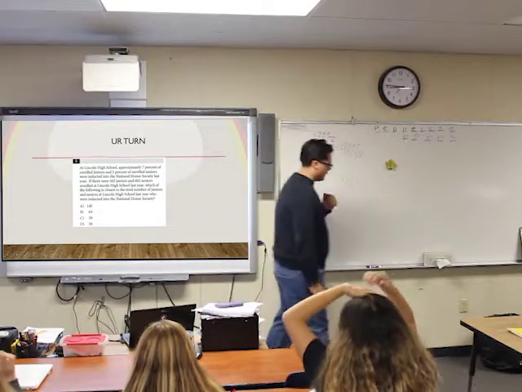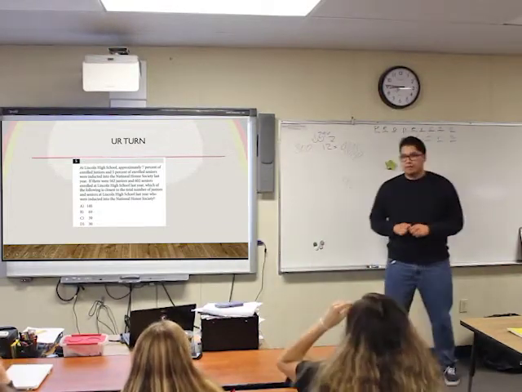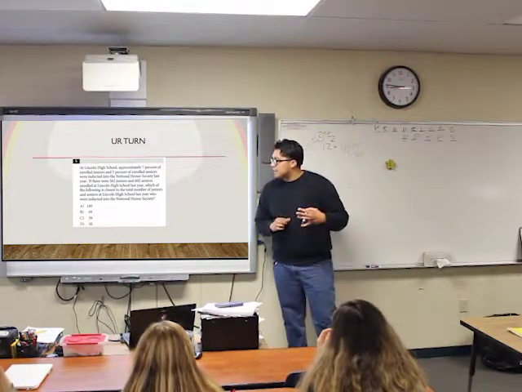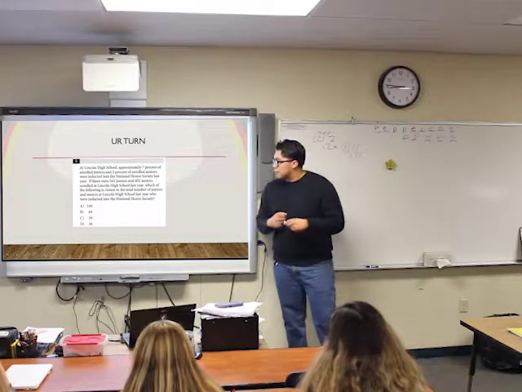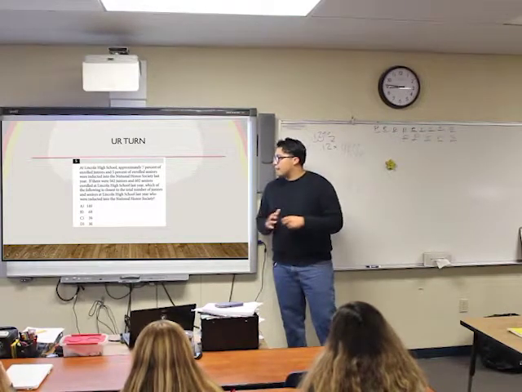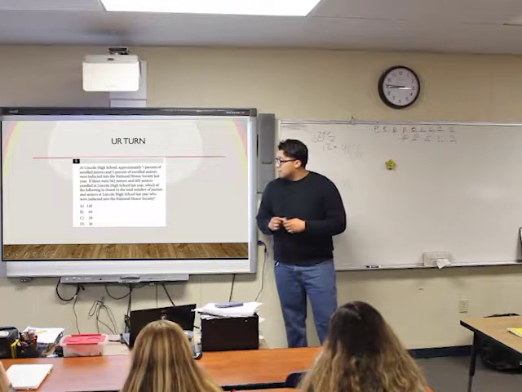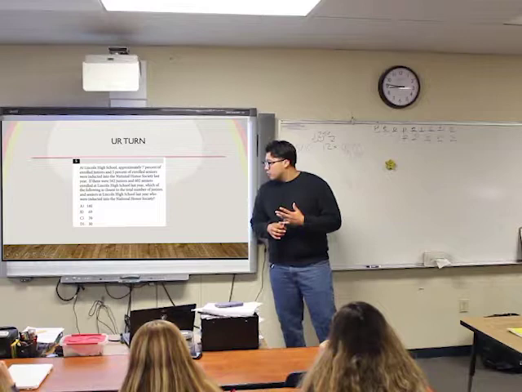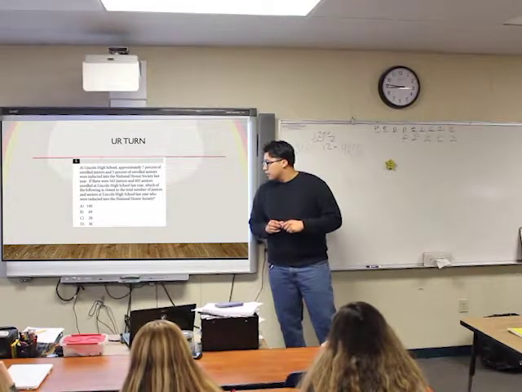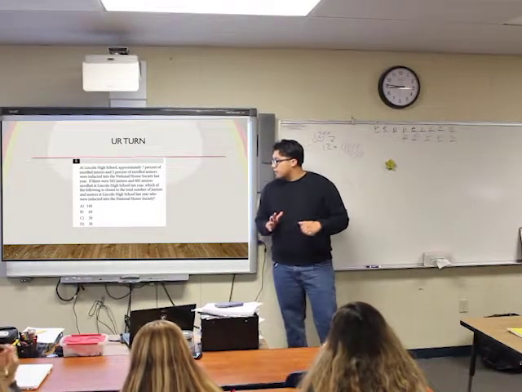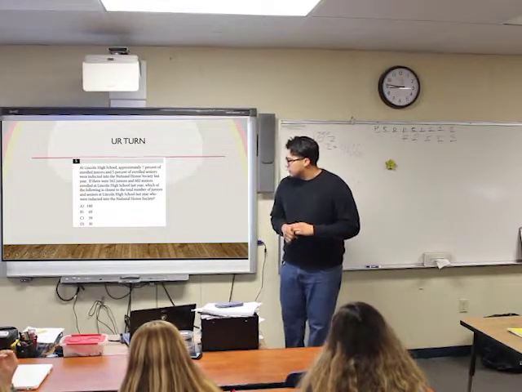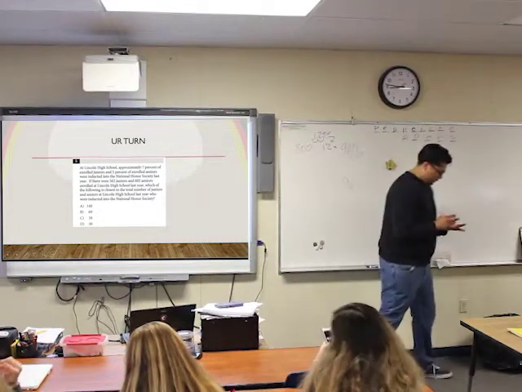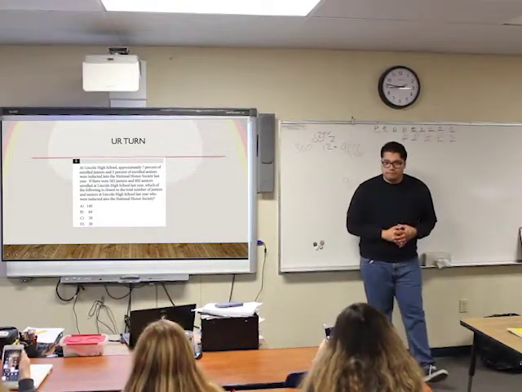ACT question. Your turn. We have a high school where 7% of the juniors and 5% of the seniors were included in the National Honor Society. We have 562 juniors and 602 seniors. How many do we have in total that went to the Honor Society? So, figure that one out.